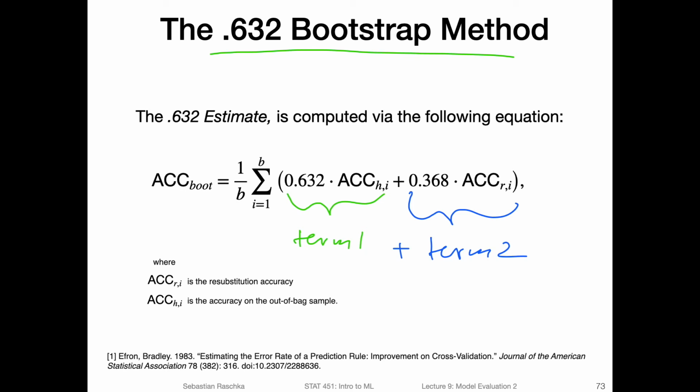And this one here, this is the familiar accuracy on the Out-of-Bag sample. So this is the Out-of-Bag accuracy, and I should maybe use the same color. Let's do this in green. So this is Out-of-Bag accuracy, and then the second term here, this one is the resubstitution accuracy.